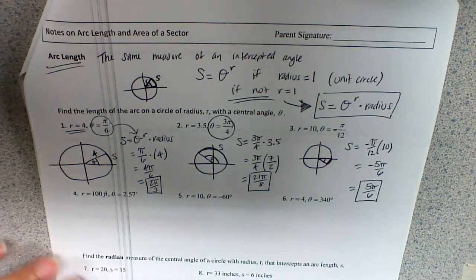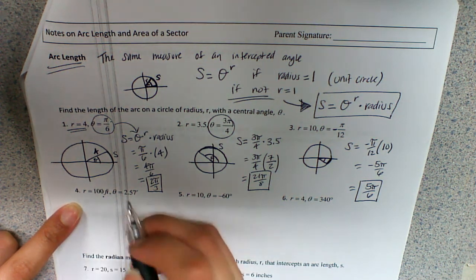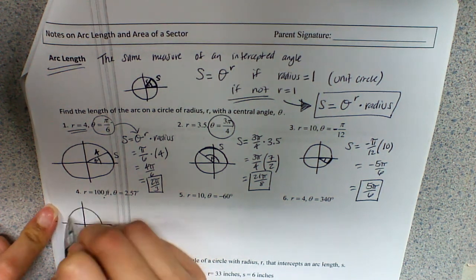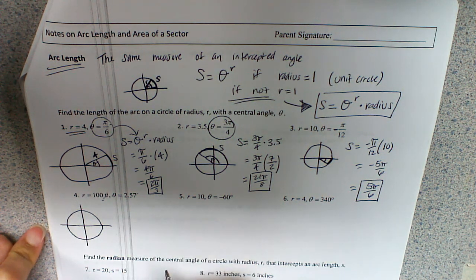All right, number 4, same thing. Now they've given you a unit, but that doesn't change anything at all. We're simply going to, again, mark it. And a question for y'all: is that in radian form or do I need to transform that? Think about that for a second.